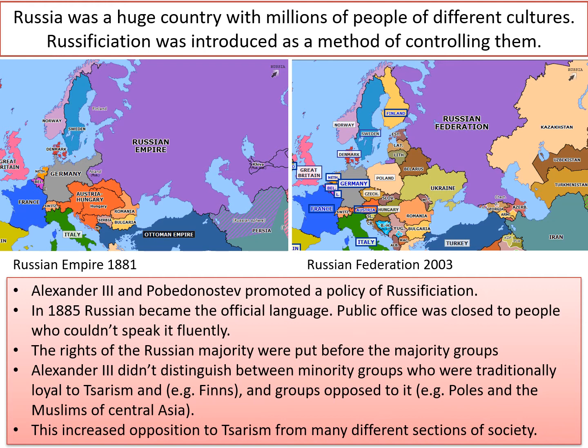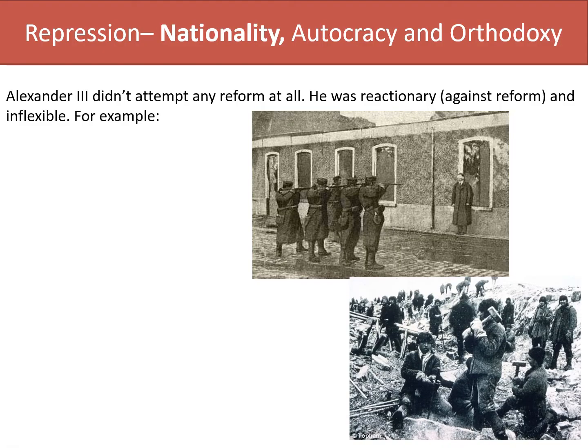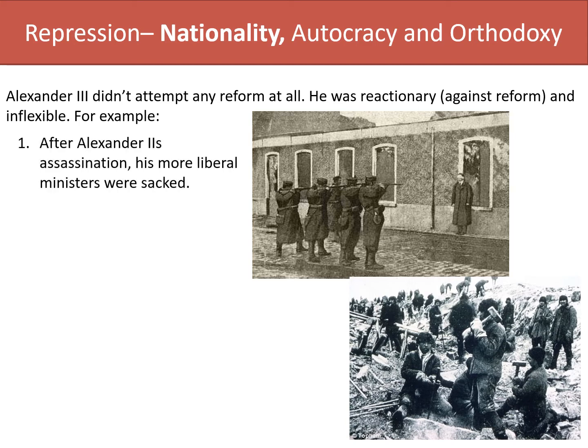They were always going to be treated unfairly, and this increased opposition to Tsarism from lots of different sections of society, not just individual people, but minority groups, which were at all levels, from peasantry to middle class groups and so on. And he didn't attempt any reform at all. Instead of being reformist, or even moderately reformist like his father had been, he was actually a reactionary person, and he was very inflexible, as documents in history have shown.